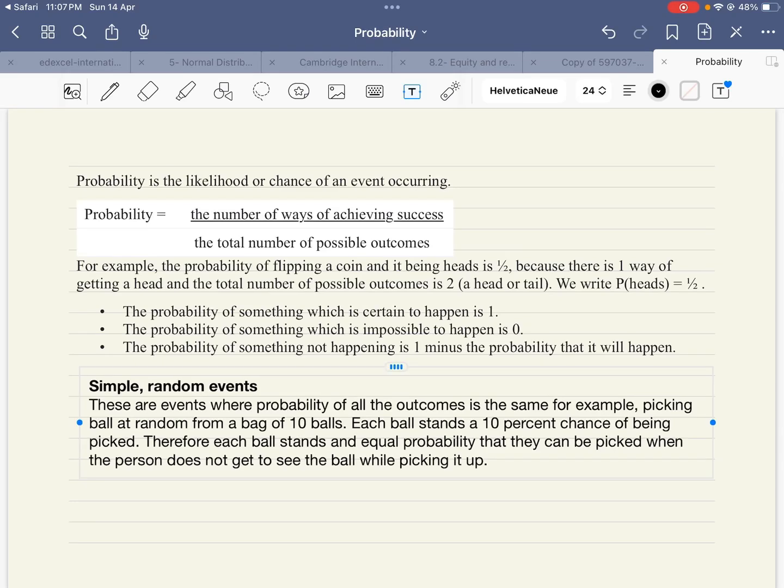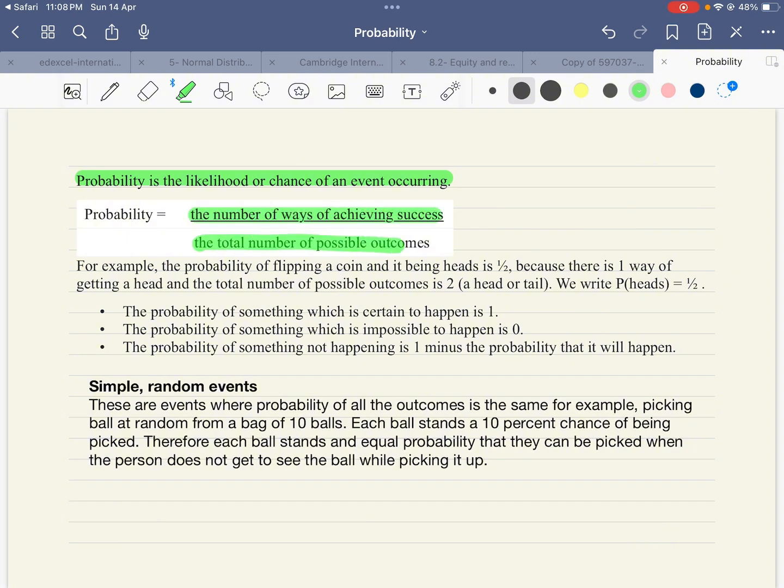Probability. Probability is the likelihood or chance of an event occurring. And the formula for probability is number of ways of achieving success over the number of total outcomes. For example, if I have 10 people in the class and I want to know how many are girls. Suppose girls are 3 and boys are 7. So if I select one person at random, what is the probability of a girl being selected?